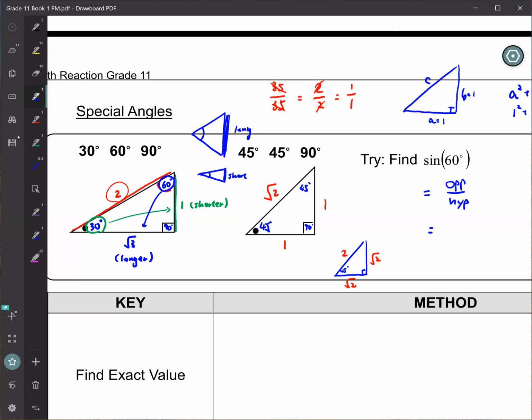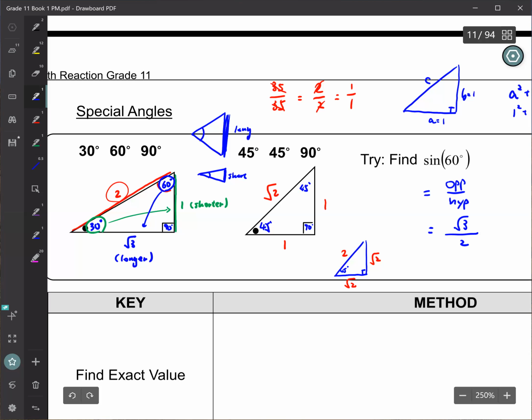So what over what then? Marcus? So it would be... for the first one. Yeah, look at the first one because first one has a 60-degree, right? So opposite over hypotenuse. One number over one number. Wouldn't it be square root 3 over 2?